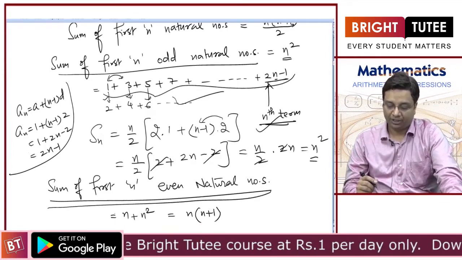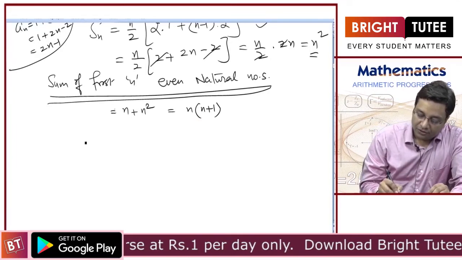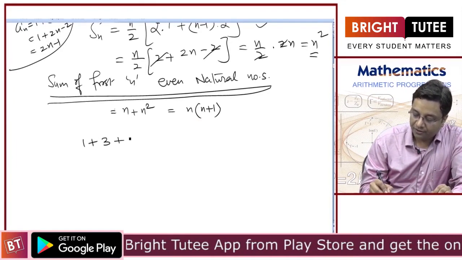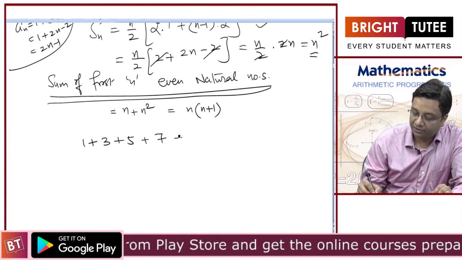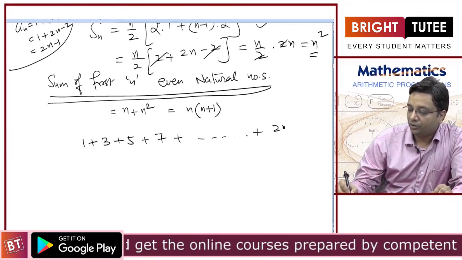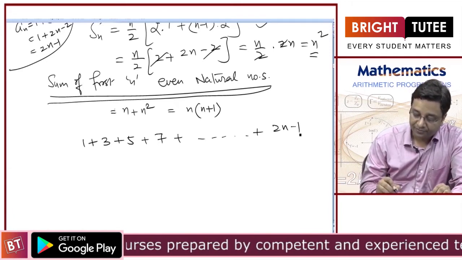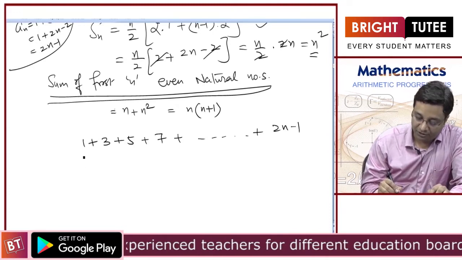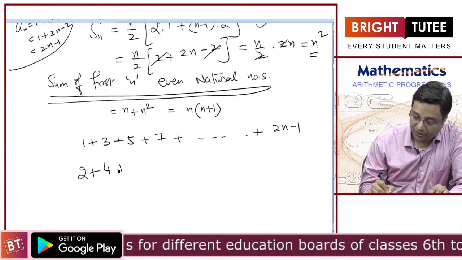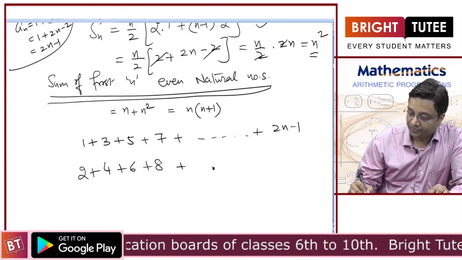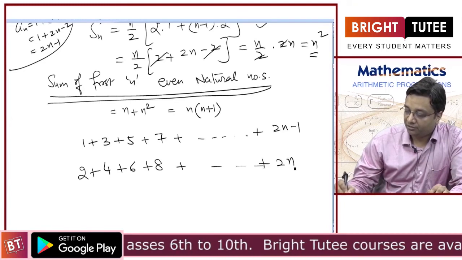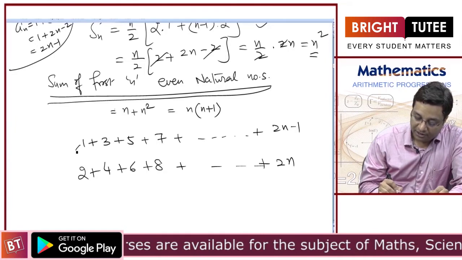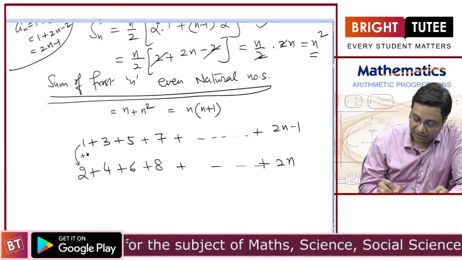Let me explain it one more time. What was the first n odd natural numbers? 1 plus 3 plus 5 plus 7 plus up to 2n minus 1, right? Now I want to calculate sum of first n even natural numbers, which will be 2 plus 4 plus 6 plus 8 plus up to nth even natural number will be 2n, right? How do I go from this AP to this AP? By adding 1 in every term, right?